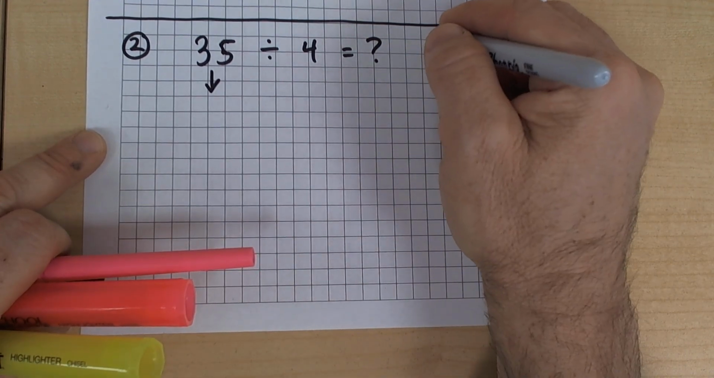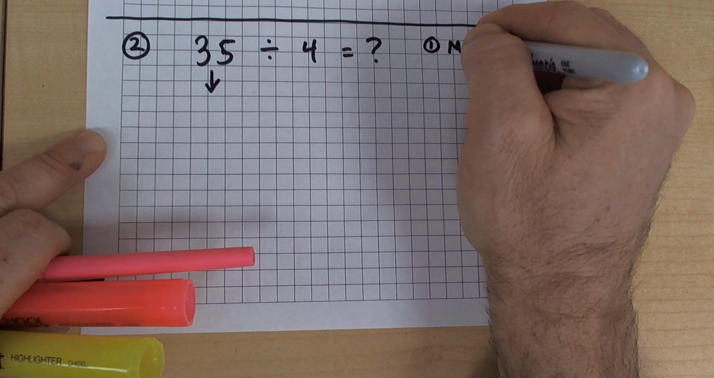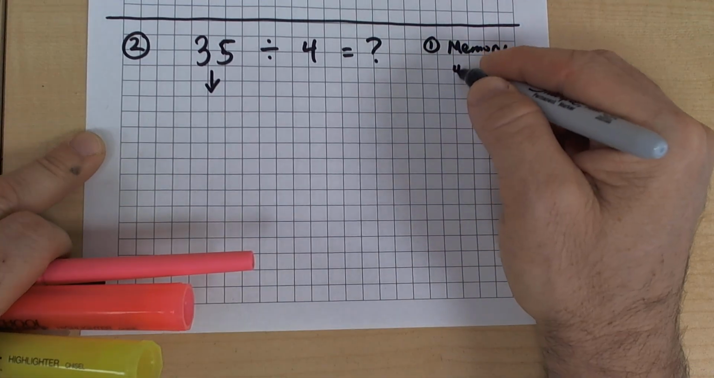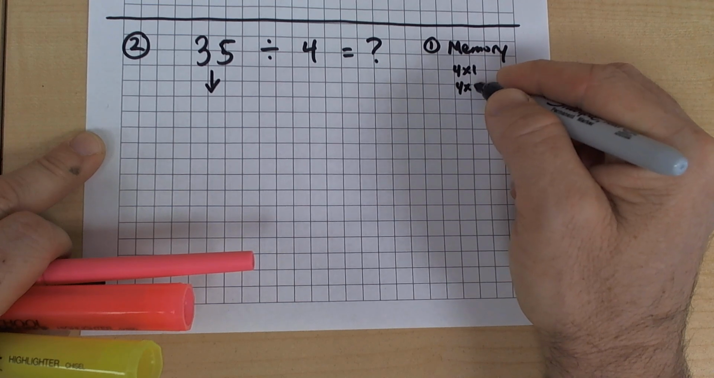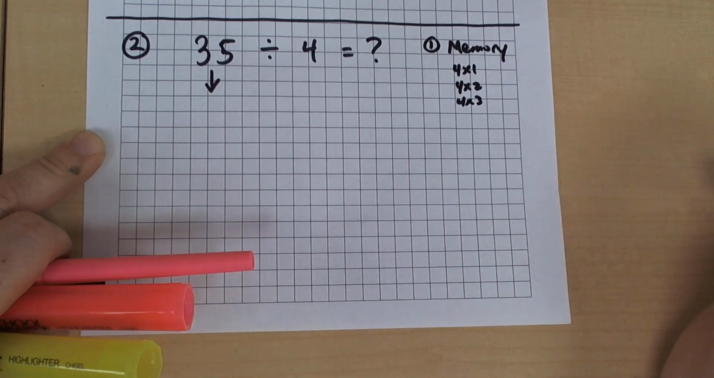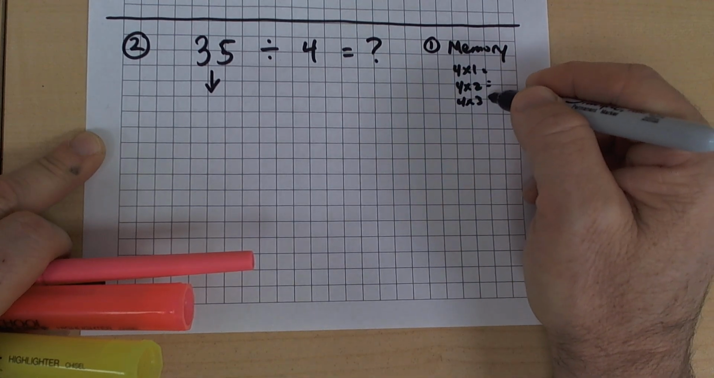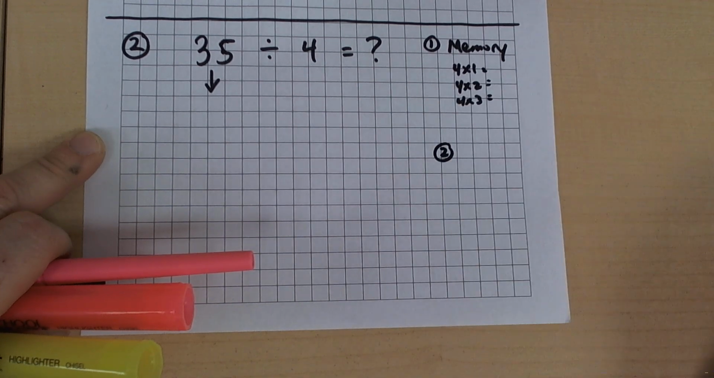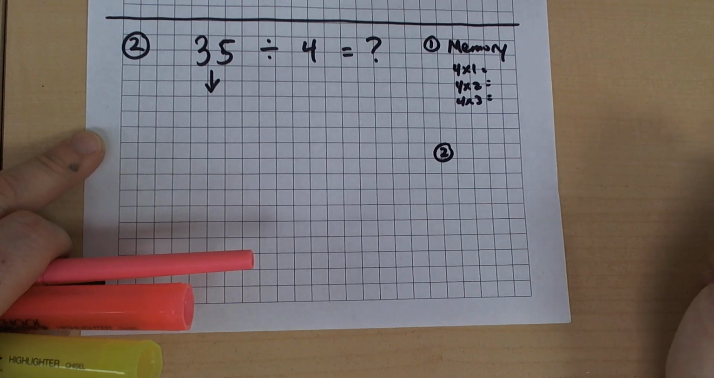I have 2 options. I can use my memory of my multiplication facts, and I could say 4 times what? 4 times 2, 4 times 3, right? And I could figure that out all the way up. Or I could do the cookies and chips method. So I'll show you both of those methods.